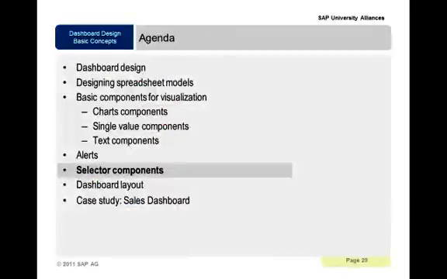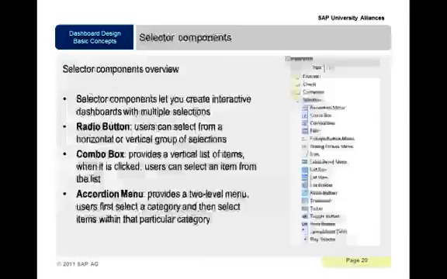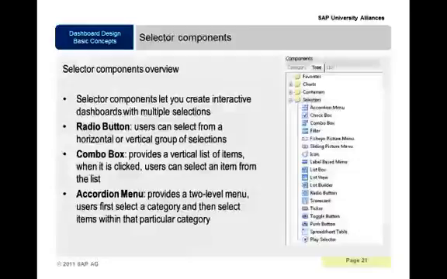All right, the next component I'm going to look at is selector components. They are also very popular, and as the name implies, they allow the user to make a selection to see different data. And selection can be made through various components such as radio button, combo box, accordion menu, and so on. Those are the common ones, but you have many more choices, as you see on the right hand side, that you can pick and choose.